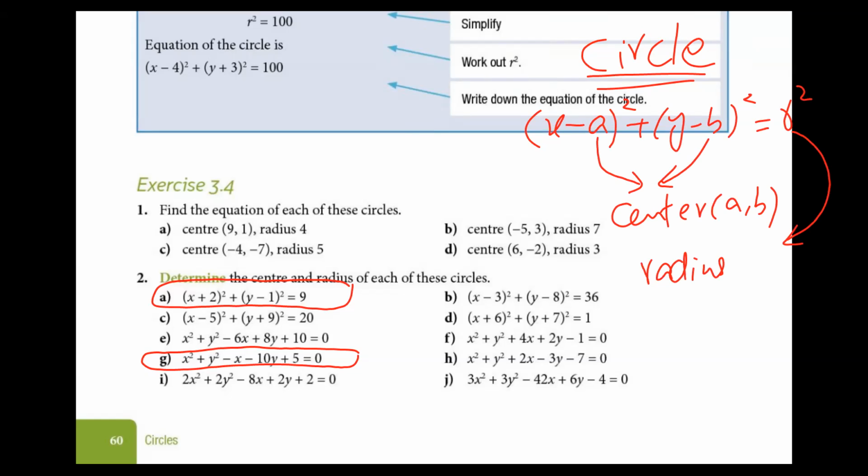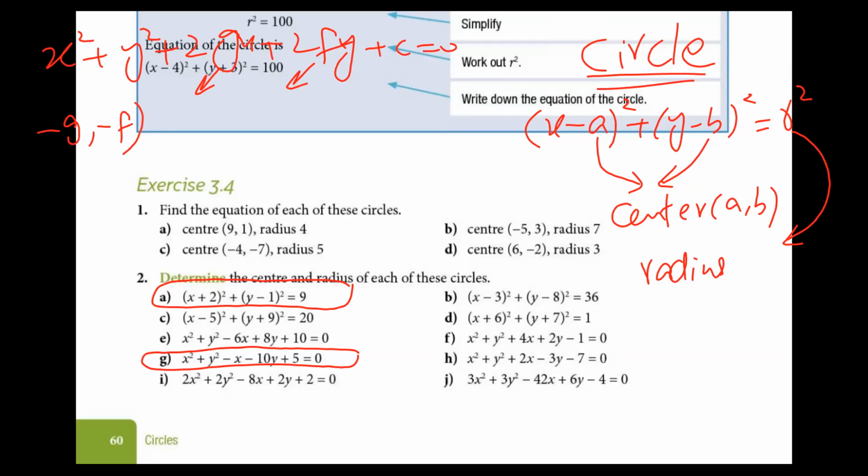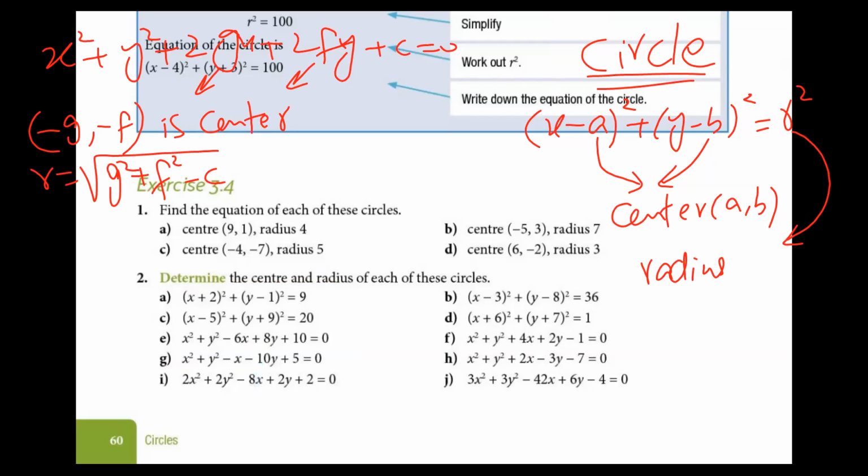But in the second format, we have x square plus y square plus 2gx plus 2fy plus c equals 0. In this option, we will find the g value and the f value. So negative g and negative f is the center. And the radius is the root of g square plus f square minus c. So there are two formats. Muhammad Shabir, is it okay or not?